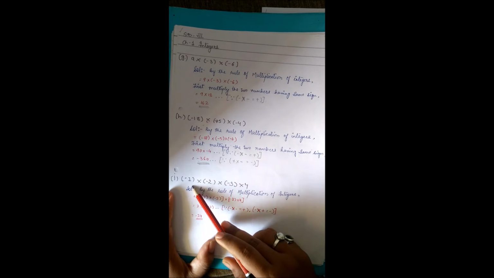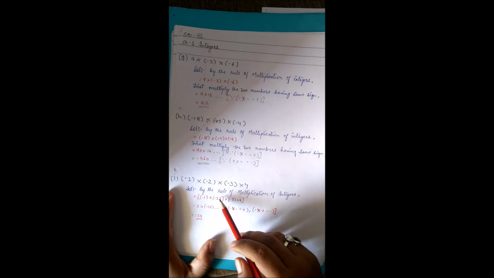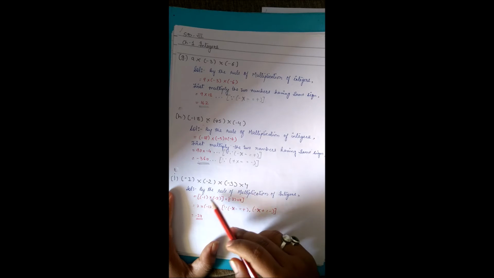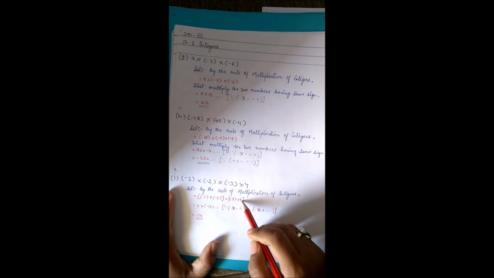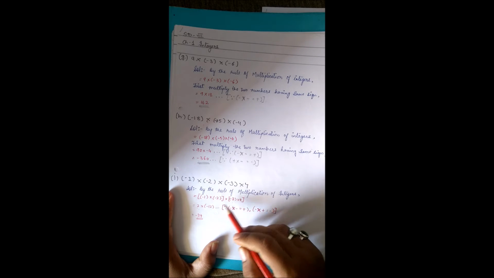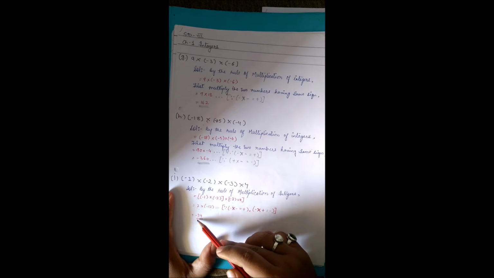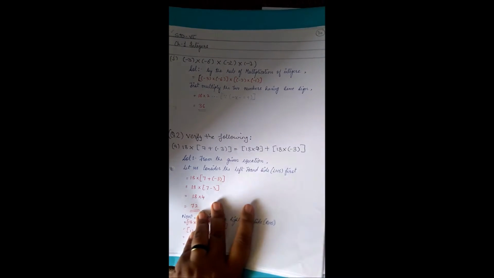Next is minus 1 into minus 2 into minus 3 into 4. We take minus 1 into minus 2 first. Minus minus will become plus, and 1 into 2 is 2. Then minus 3 and 4: minus 3 into 4 will become minus 12. So 2 into 12 is 24, and it is plus and minus. So plus minus will become minus.